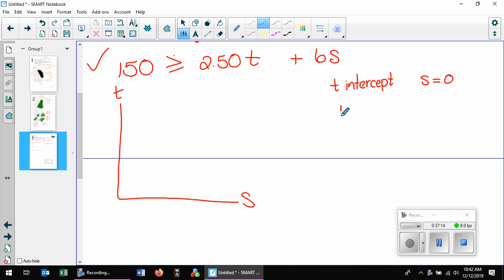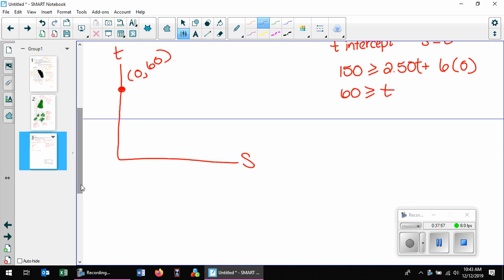So that means I have 150 is greater than or equal to 2.50t plus 6 times 0. Ooh, forgot my t. 60? You don't even need them up. I love it. 60. Okay, so we know that if we only use tile, we would need, is that money or square feet of tile? That's square feet because tile is measured in square feet. So this point would be 0 and 60. Okay, so we've graphed the t-intercept.